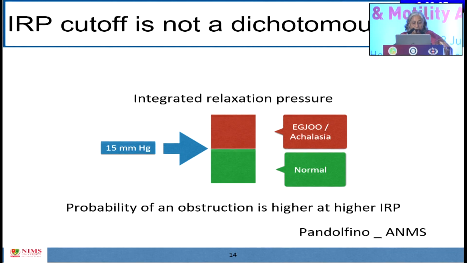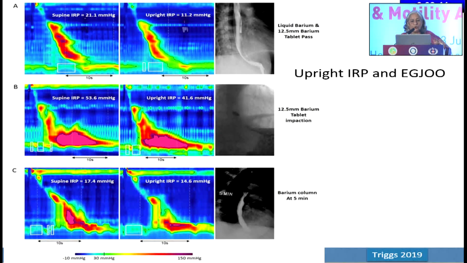It's not like that. So if the IRP is higher, there is a higher likelihood that this patient has an abnormality. However, if it's in the borderline, say 16, 17, 18, then start looking at other disorders before labeling it as an abnormal esophageal manometry and going ahead and treating these patients. So look at this study, from the group from Northwestern, published in 2019, where they did a liquid barium or a barium tablet in patients with, not achalasia, sorry, EGJ obstruction.